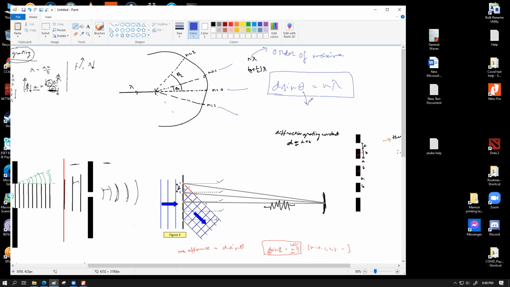But the maximum value for theta, for calculation purposes, we use as 90 degrees. This is the maximum value of theta that we use, because by no means can light bend beyond the alignment of this diffraction grating. That's not going to happen. The maximum it can bend is 90 degrees.